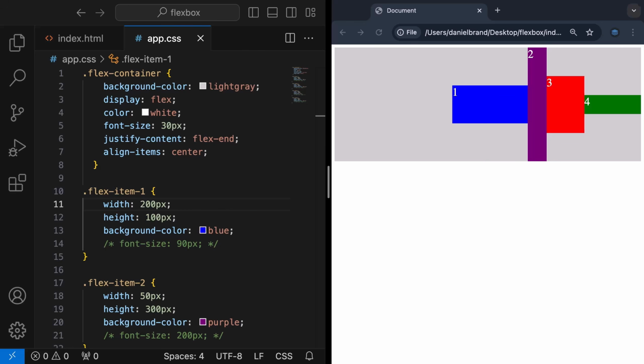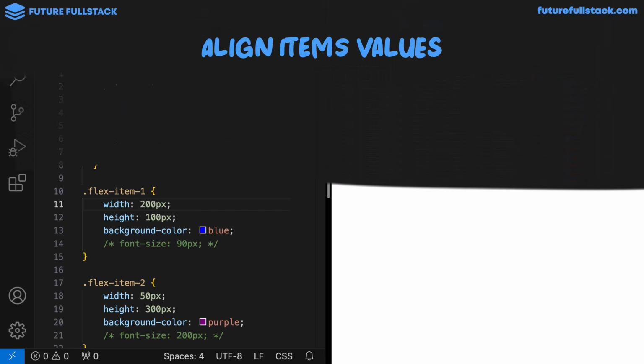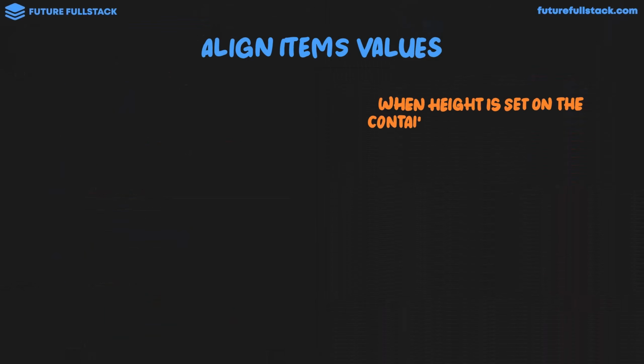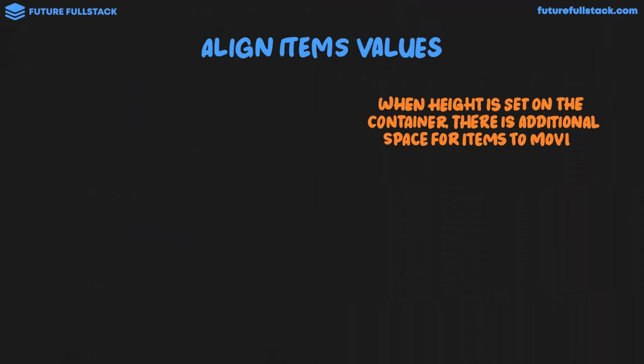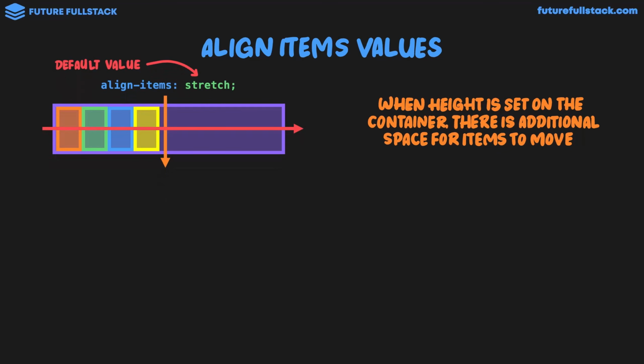So we've just been looking at align items when the flex container has no height. So let's now look at when the flex container does have height. When height is set on the container, there is additional space for items to move. So let's look at our 5 different values now. Align items stretch. The flex items are able just to stretch a bit more.